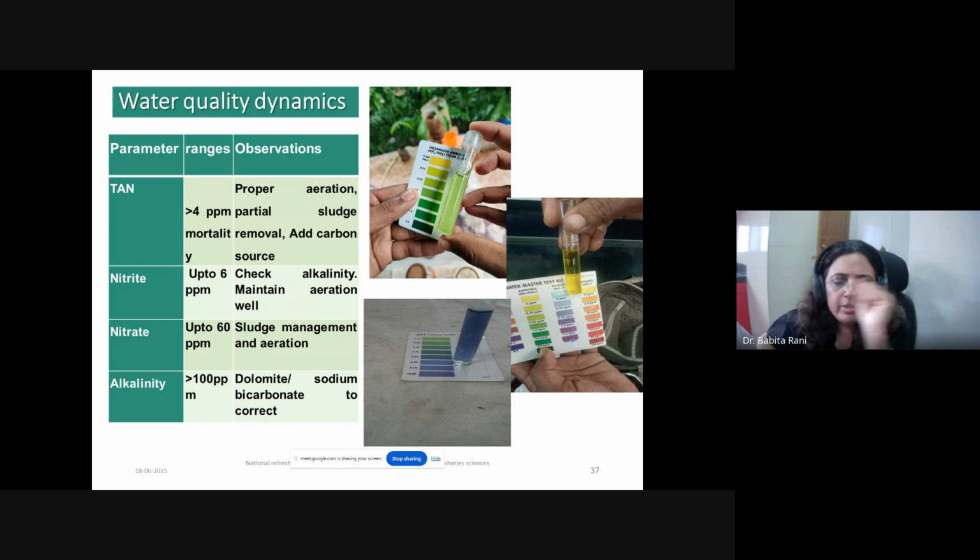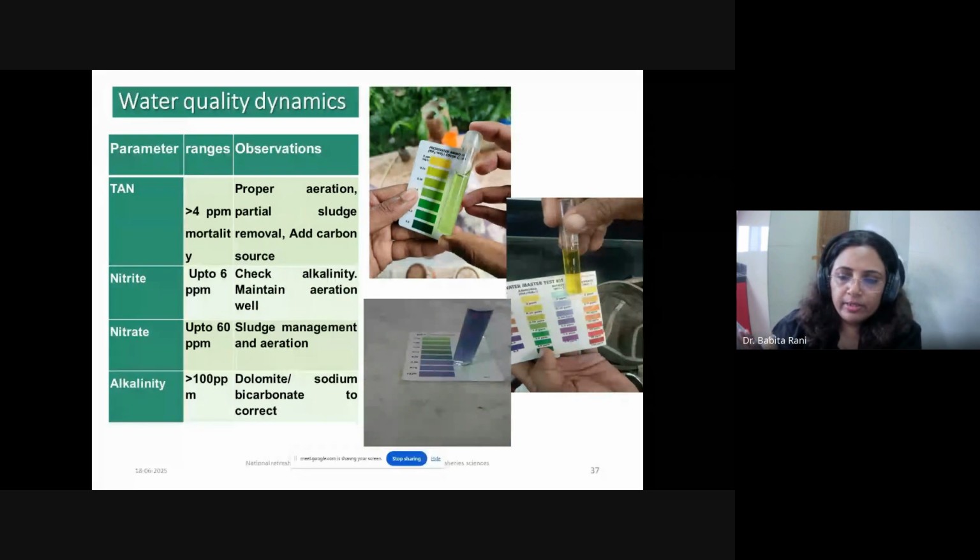And a very important parameter is alkalinity. Bacteria will consume the alkalinity and reduce the pH, so the pH buffering capacity will be reduced in the system. For that, we need to add some dolomite or sodium bicarbonate to correct the pH and alkalinity. So we advise the farmers to stabilize the pH with dolomite initially itself. Gradually, if any sudden alkalinity drop or pH drop is there, then we have to correct it with sodium bicarbonate. This is an option.